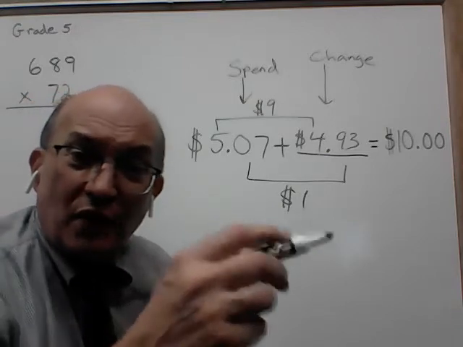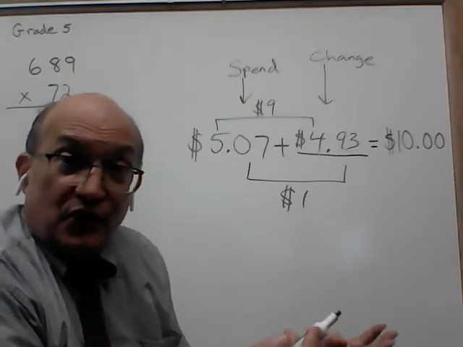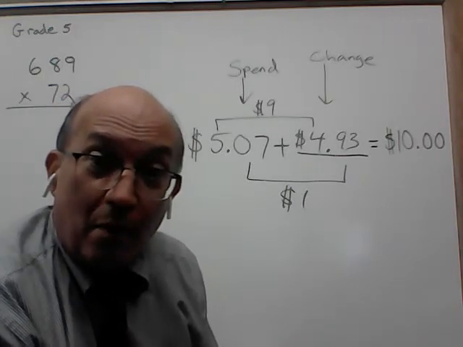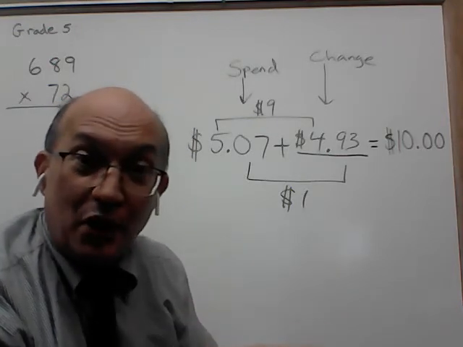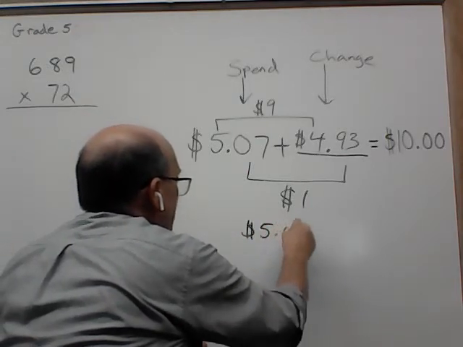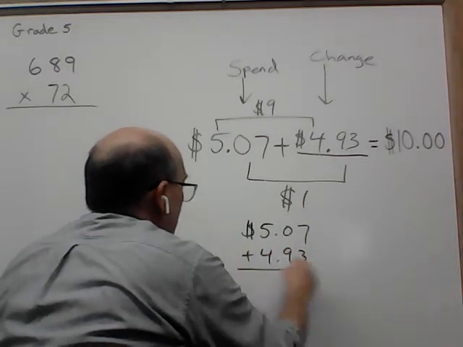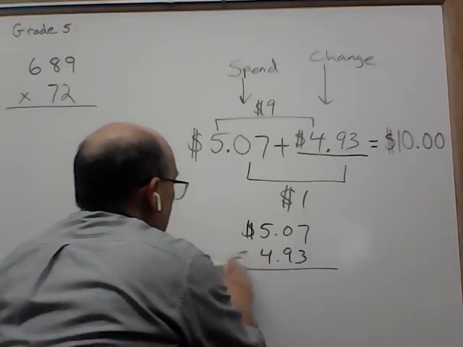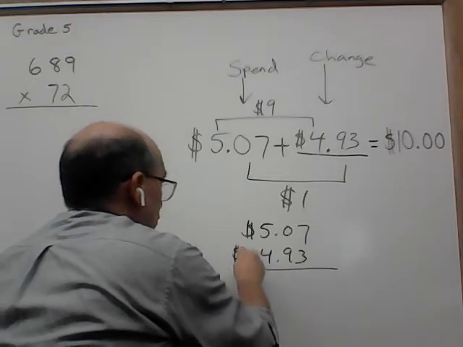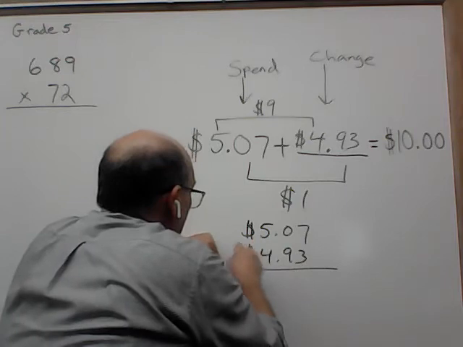Now, I want all of these to be done mentally, but we should make a connection with the standard addition algorithm for money. How do we add money on paper? Well, we could take the $5.07 plus the $4.93 and add them together. You shouldn't have to do this, but we can add them together.